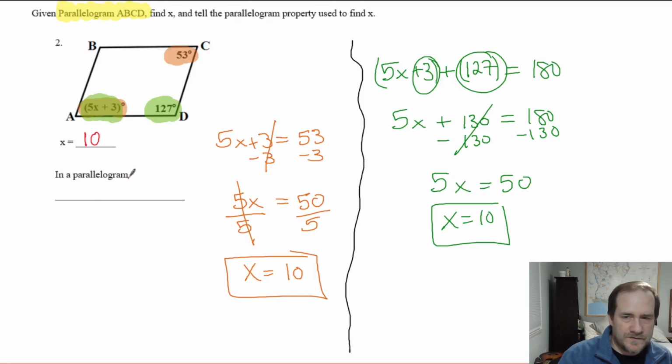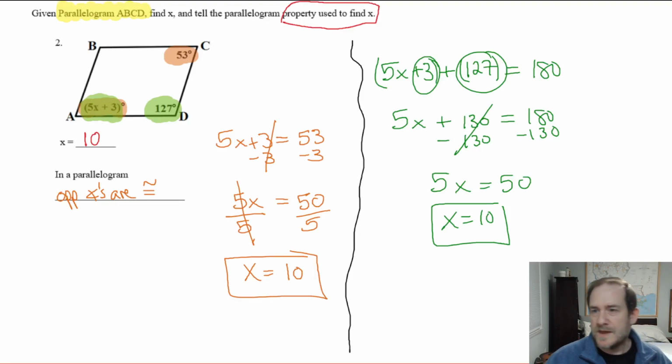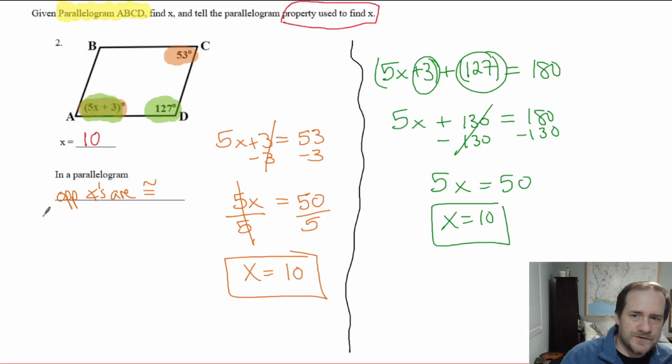So actually, the property that we used, where it says what property did you use to find x, depends on how you wrote your equation. If you did this orange equation, then the property that you used would be the one that says in a parallelogram the opposite angles are congruent. But if you had chosen to write the green equation, then technically the property you used would be the one that says in a parallelogram the adjacent angles are supplementary.